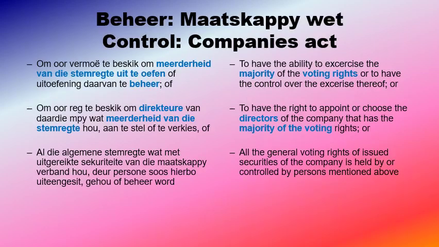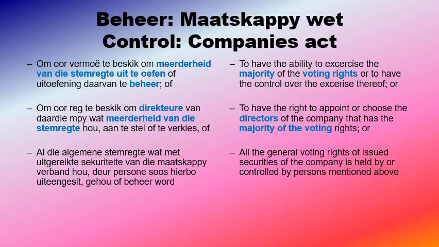If we look at what the Companies Act regards as control, they will talk about you having the ability to exercise the majority of the voting rights or have control over the exercise thereof, or secondly, to have the right to appoint or choose the directors of the company or the directors that have the majority of the voting rights. And then the third option is when you control the people who control the above two items.